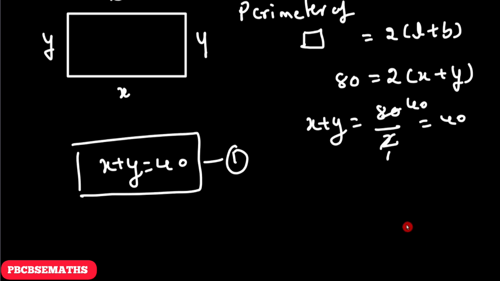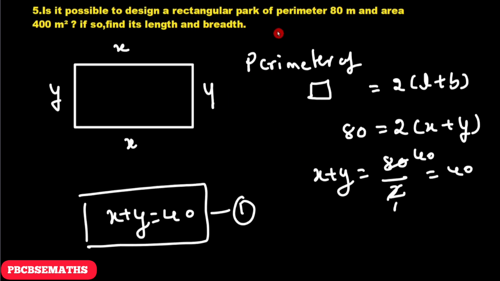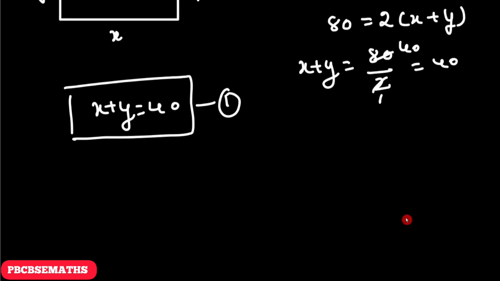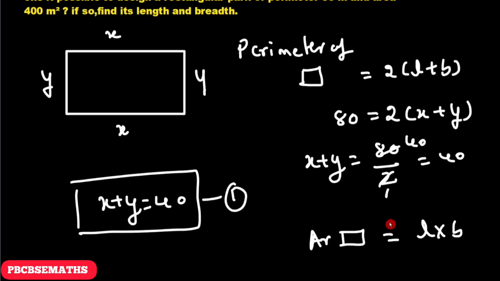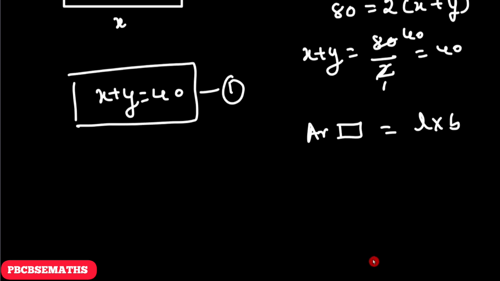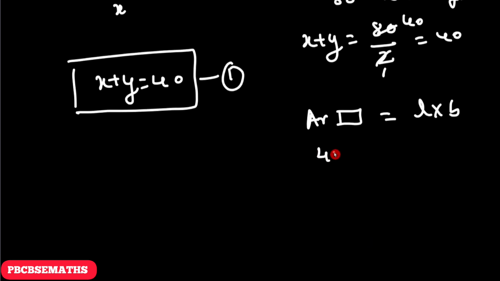And also it is given that the area of that rectangular park is 400 meters square. Again, we have to use the area formula of the rectangle. Area of a rectangle is equal to length into breadth. So area is given as 400 meters square. Let's substitute that here. So 400 equals length, which we consider as x meters, and breadth, which we consider as y meters. So 400 equals x times y. Let's call it equation 2.